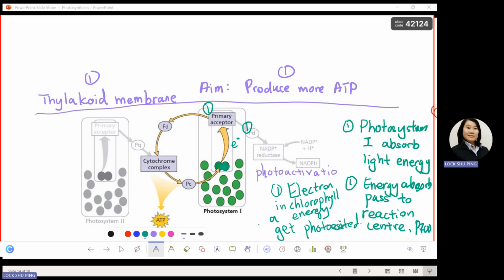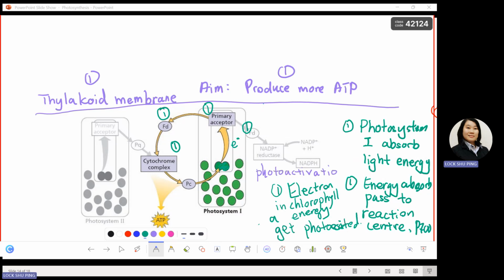Another 1 mark. So the primary acceptor passes the electrons into the electron transport chain, 1 mark. The electron transport chain is built out of ferredoxin. Okay, so a series of redox reactions takes place from the ferredoxin to the cytochrome complex, then passes to the plastocyanin. Then the electrons will move back into the reaction center of photosystem 1. So this is the component. So the components you mentioned are ferredoxin, cytochrome complex, plastocyanin, and finally ending up at photosystem 1, you get 1 mark.